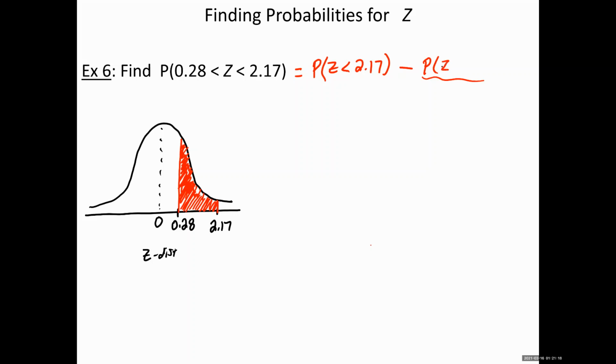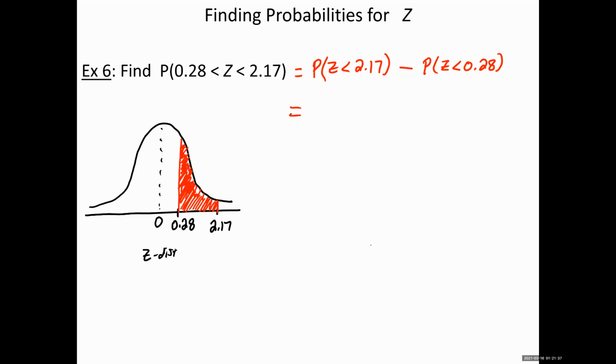z less than 0.28. Right. Perfect. So the second term is going to be probability z less than whatever number is on the left over here. Probability z less than the right number minus probability z less than the left number. So again, please don't forget that formula. I'm going to be looking for it.